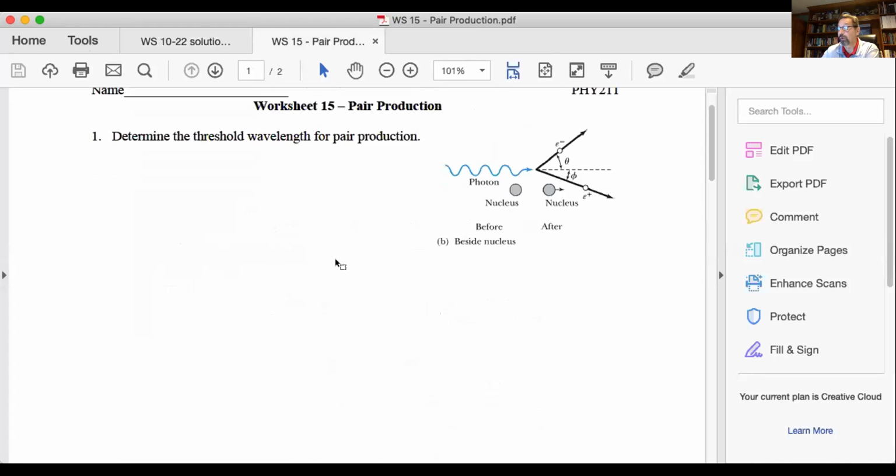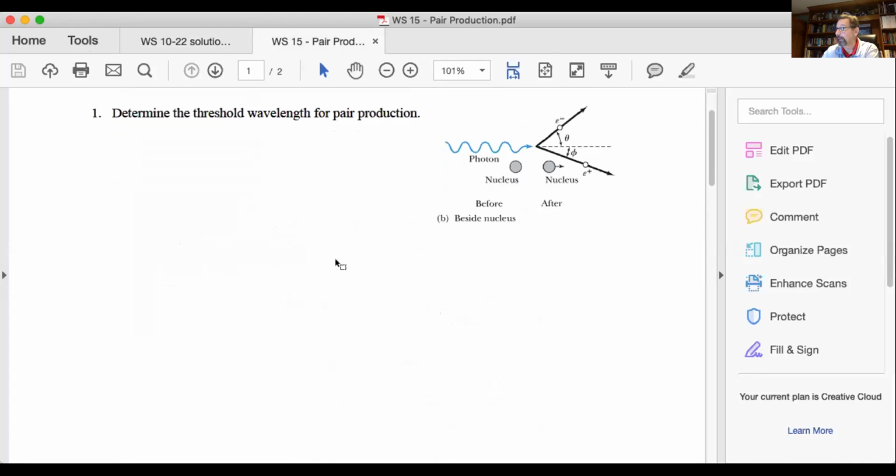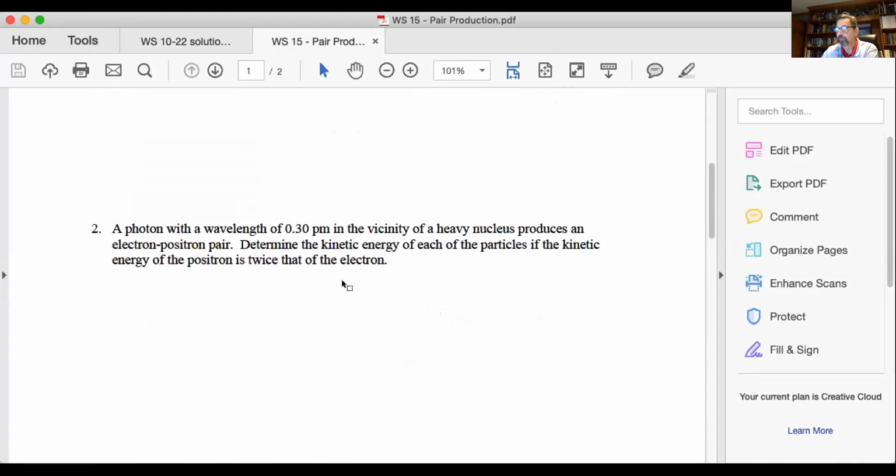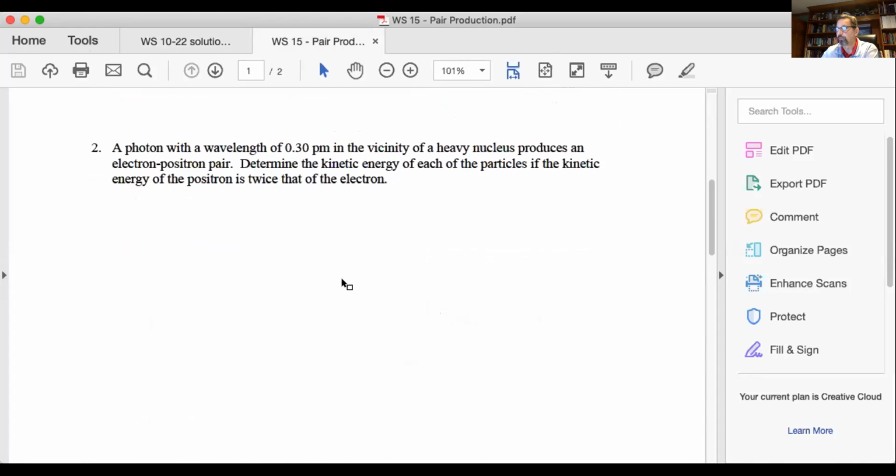We already talked about what threshold energy is. So I think group 1, you get an easier problem, figure out what the threshold wavelength is. Group 2, we'll see who you are in just a second. A photon with a wavelength of that many picometers. Notice how short it is? Okay, that's in the gamma regime, that many picometers, as opposed to X-rays, which might be 20 or 30 picometers. So that creates a positron electron pair.